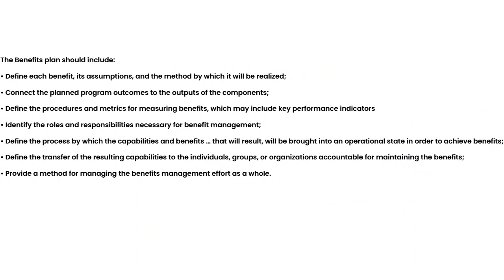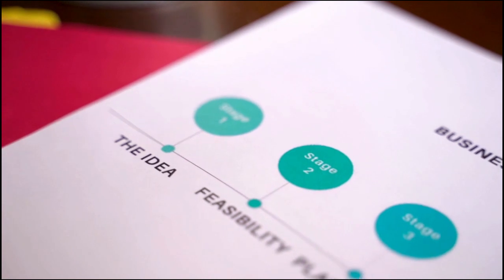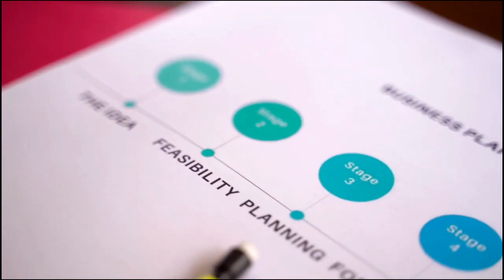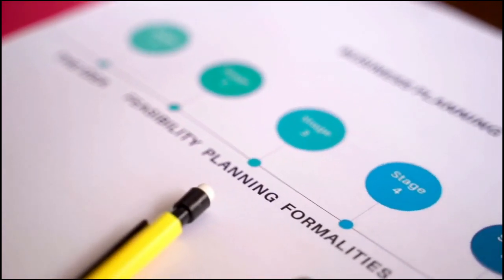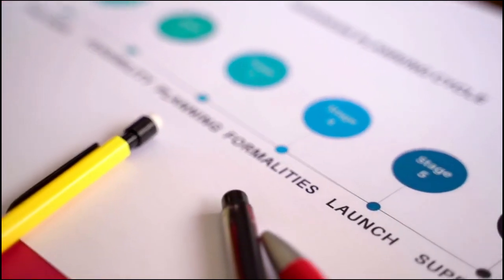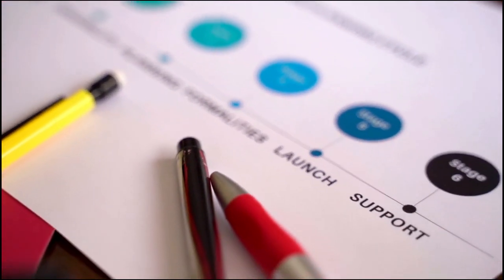Define the process by which the capabilities and benefits will be brought into an operational state in order to achieve benefits. Define the transfer of the resulting capabilities to the individuals, groups, or organizations accountable for maintaining the benefits. Provide a method for managing the benefits management effort as a whole. Benefits analysis and planning for realizing and delivering the expected benefits.